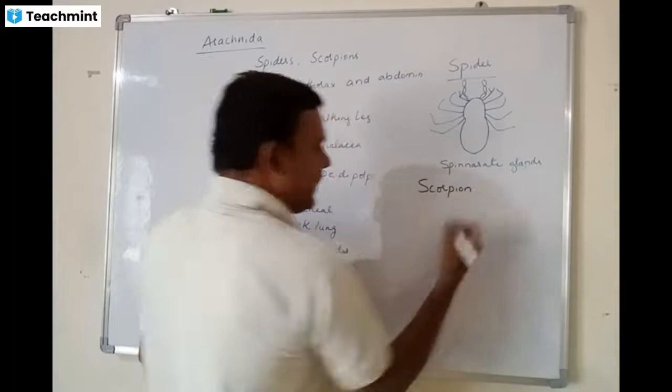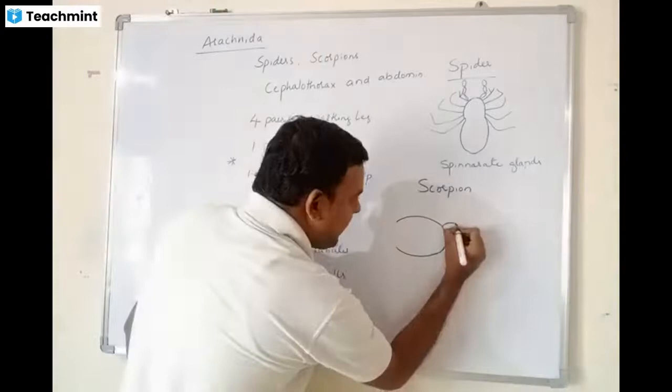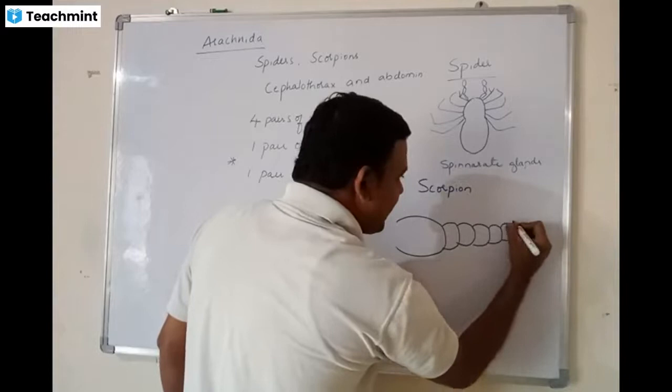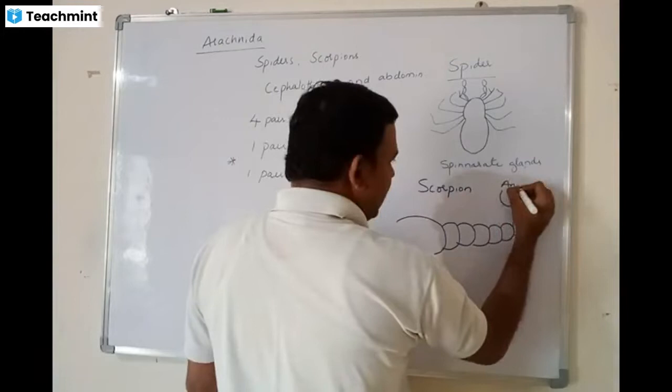So they also have this cephalothorax, and the abdomen has many segments. And these segments are gradually decreasing when going to the posterior side. Can you observe this? The segments are gradually decreasing in size. On the posterior end, they have this claw, this is called the sting, and this is very poisonous.